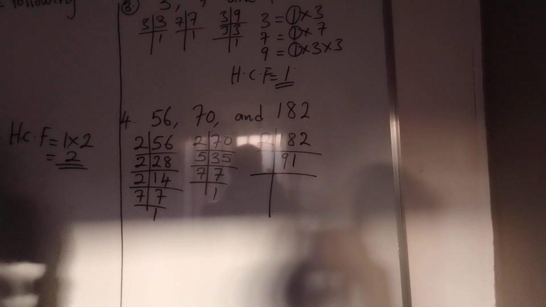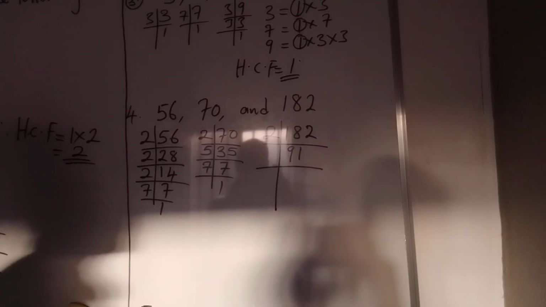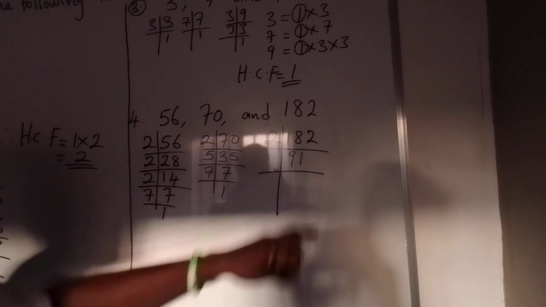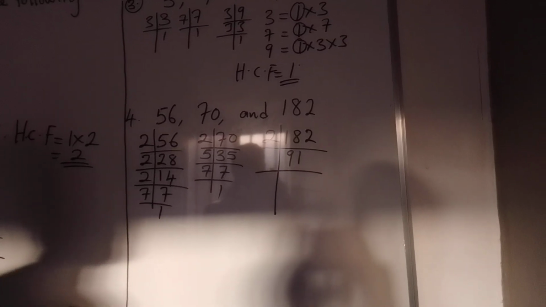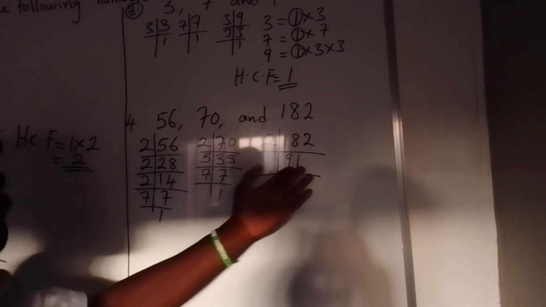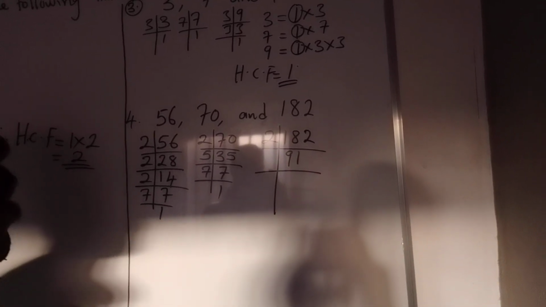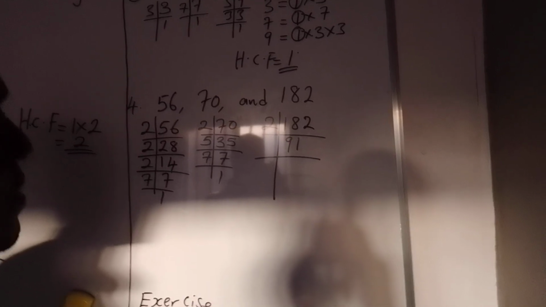For 91, now let's quickly look at it. Can 2 divide 91? No. What about, can we check whether 3 can divide it? 9 plus 1 is 10, so 3 cannot divide 91. Since 3 cannot divide 91, and this number does not end with 5 or 0, 5 cannot divide 91. Okay, let's look at the next number, 7.